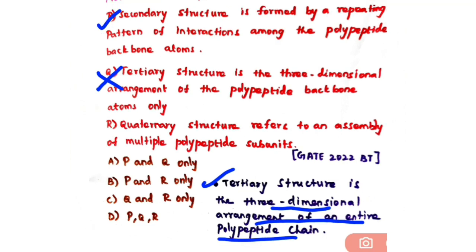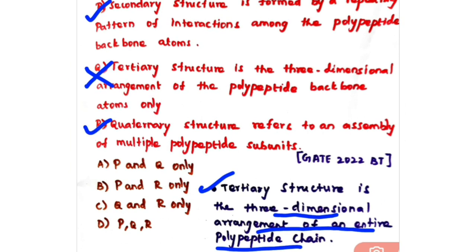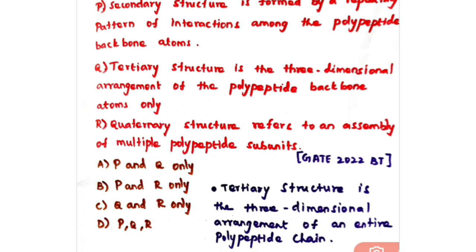So option Q is wrong. Option P is correct. Then the third option R, quaternary structure refers to an assembly of multiple polypeptide subunits. Yes, it's correct. There is an assembly of multiple polypeptide subunits. Option B is correct, P and R only.